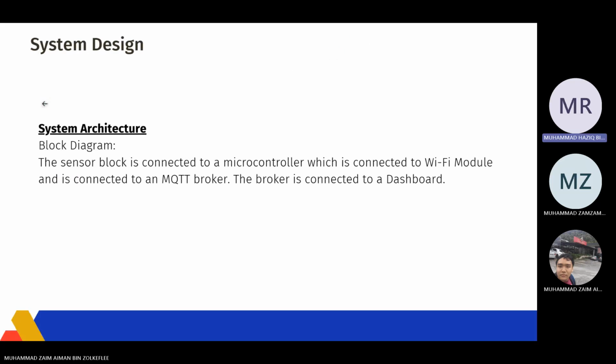For system architecture, for the block diagram, I will show the flow block diagram next, but I will explain this first. The sensors block is connected to the microcontroller, which is connected to the Wi-Fi module and connected to the MQTT broker. The broker is connected to the dashboard. And next slide.